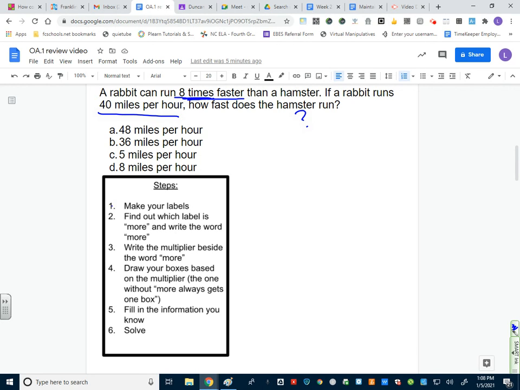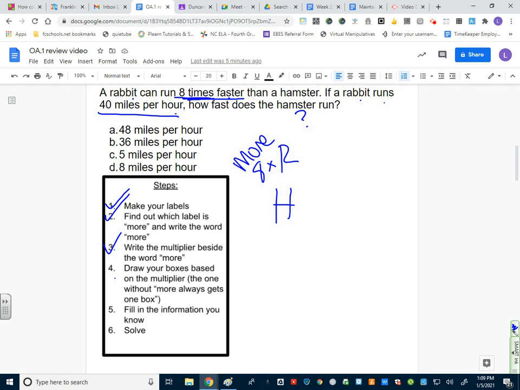Well, first step, make our labels. We have a rabbit, we have a hamster. Check. Figure out which label is more. Well, the question said the rabbit runs 40 miles an hour and the rabbit runs 8 times faster than the hamster. So we know that the rabbit ran more, okay, faster than the hamster, 8 times faster. Check. And check on that too. The more and the multiplier always go together, so kind of step 2 and 3 really go hand in hand.